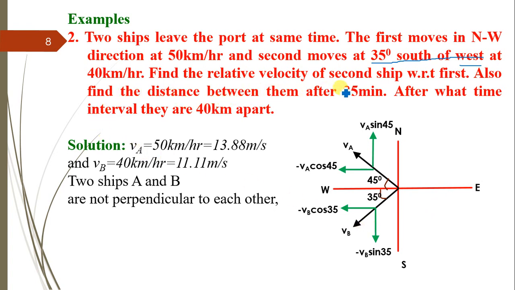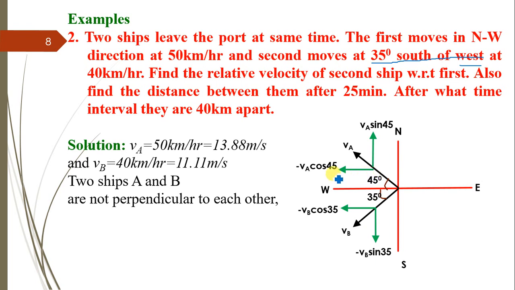So find the relative velocity of the second ship with respect to the first. That means the second ship is VB and the first is VA, so we have to find the relative velocity of B with respect to A. Now, from the figure it is clearly seen that VA and VB are not perpendicular to each other. Therefore, to find the relative velocity of B to A, we have to resolve the two velocities into components along the x and y directions.